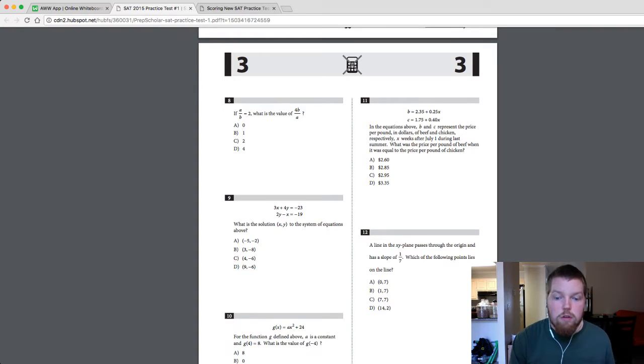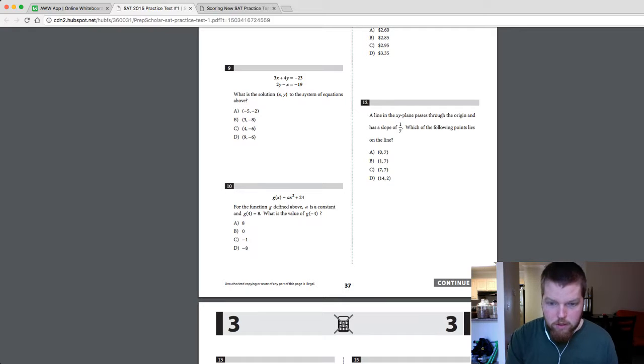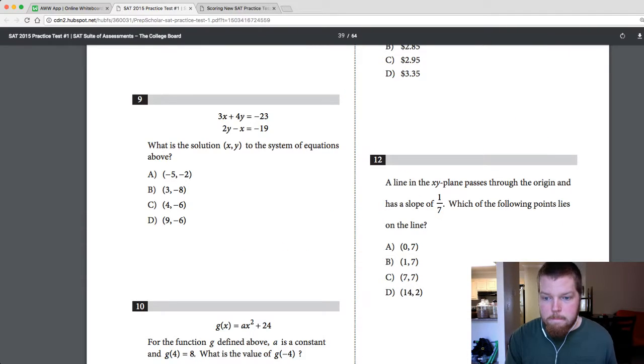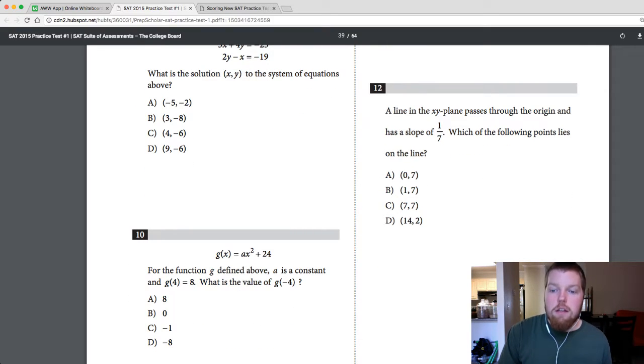Okay, next problem, number 12. Let's zoom in here so you guys can read this a little better. A line in the xy plane passes through the origin and has a slope of 1 over 7. Which of the following points lies on the line? 0, 7, 1, 7, 7, 7, or 14, 2.